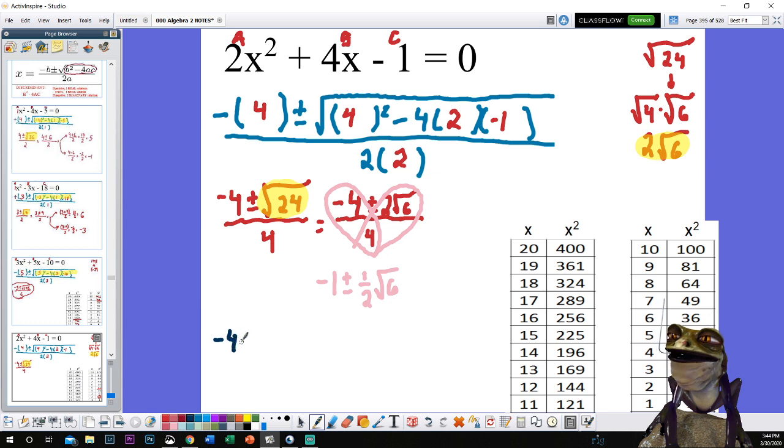Another way, so I'm going to put a big or here. You could do it this way. This is fantastic. Or another way, let's write down what I had before.